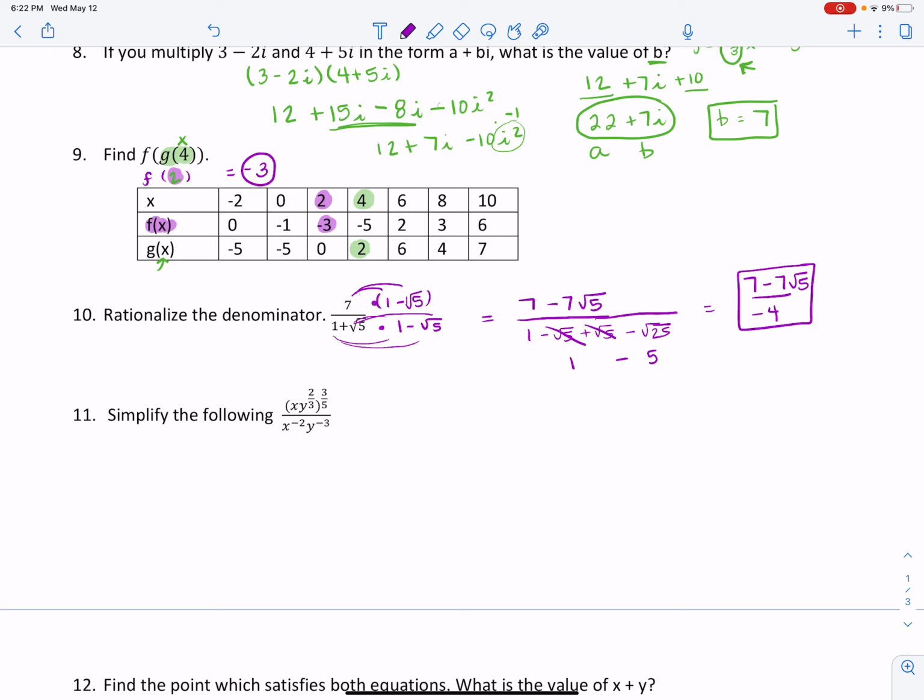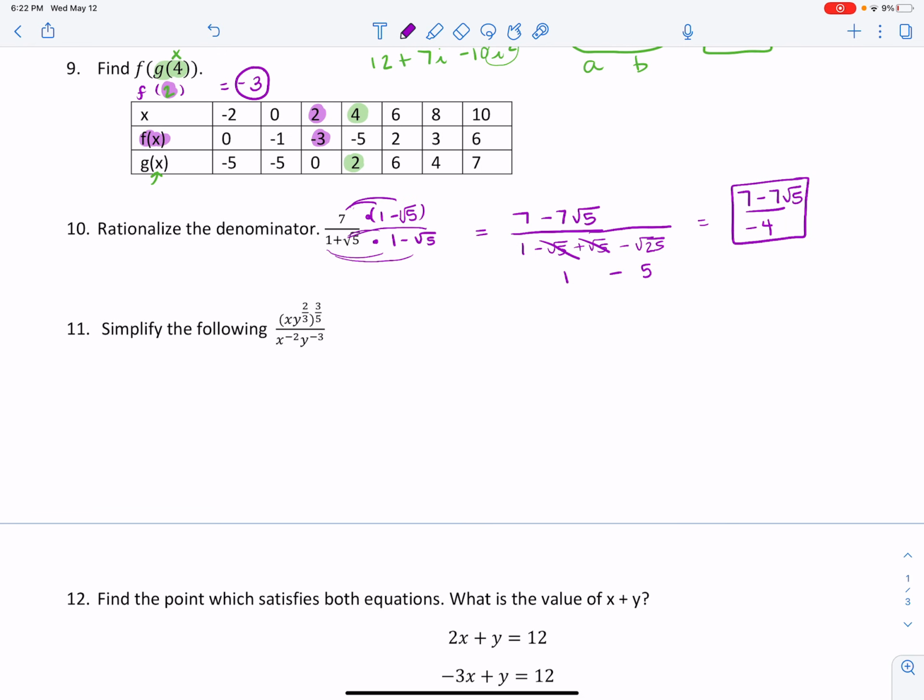All right, number 11, simplify. So your exponent rules say if you have an exponent outside of parentheses, you're going to multiply that exponent to all the bases inside. So see how I gave this base of x an exponent of 1? So I really have x, 1 times 3 over 5 is 3 over 5. Y, 2 over 3 times 3 over 5. 2 times 3 is 6. 3 times 5 is 15. Okay, but 6 over 15 can be simplified by 3, so it's really 2 over 5. So let's rewrite that to be y to the 2/5 over x to the negative 2, y to the negative 3.